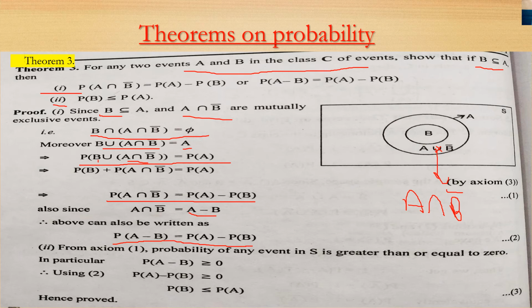Last one, second part. We know that the probability of any event in a sample space is always greater than or equal to 0. So the probability of A minus B is always greater than or equal to 0. Now put the value of P(A minus B) from this equation: P(A) minus P(B) is greater than or equal to 0. From here we get P(B) is less than or equal to P(A), since if any set is a subset of another set, then this result will hold.